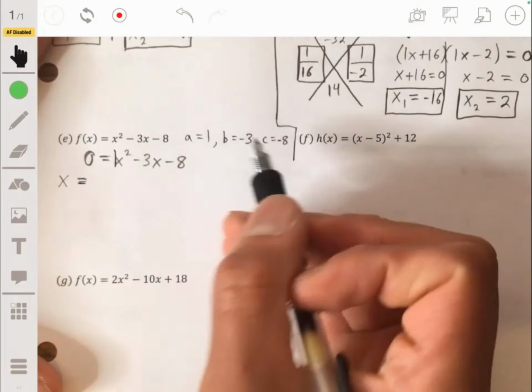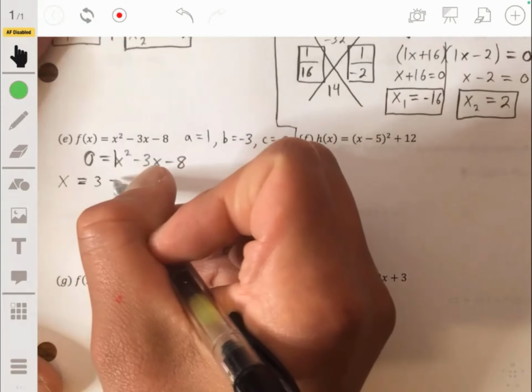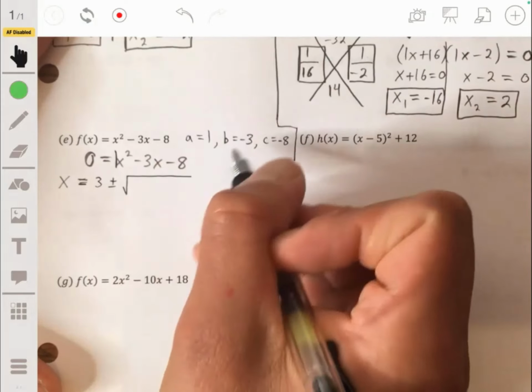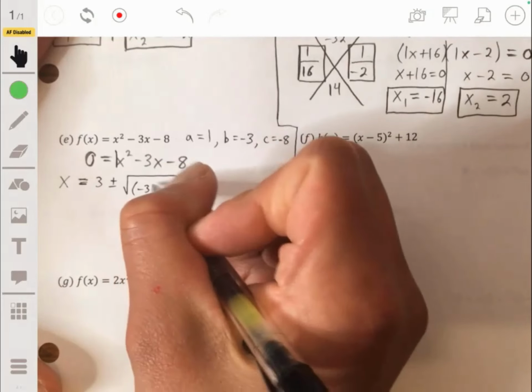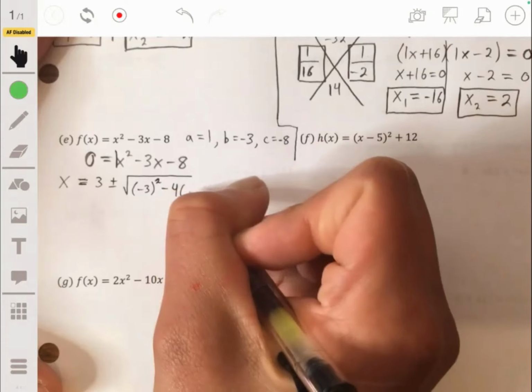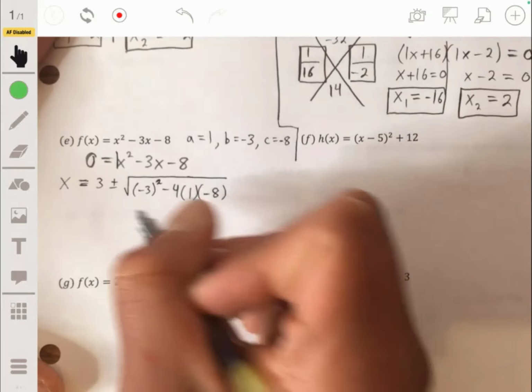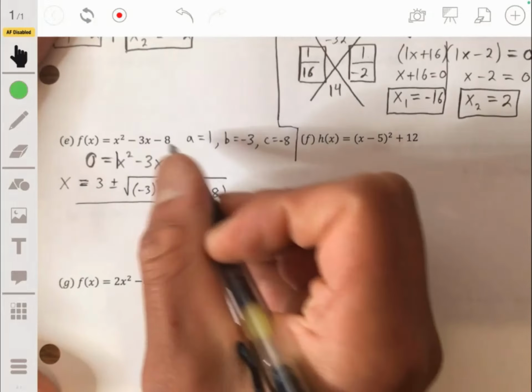So the quadratic formula, negative b, so that's going to be positive 3 plus or minus the square root of b squared. So negative 3 squared minus 4 times a times c, all over 2 times a.